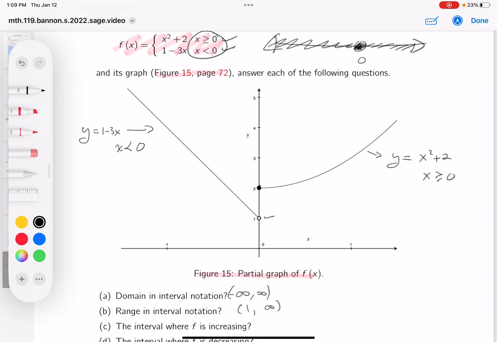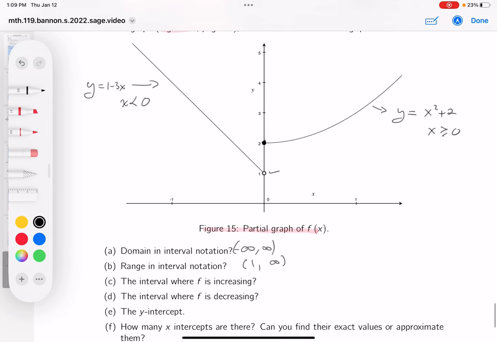All right, where's it increasing? Let's take a look. I'm going to say it's increasing, moving left to right, on this region over here. Where's it increasing? From 0 out to infinity, and again, this goes on forever. Where's it decreasing? Looking at it, I'm going to say decreasing over here. Minus infinity up to 0.